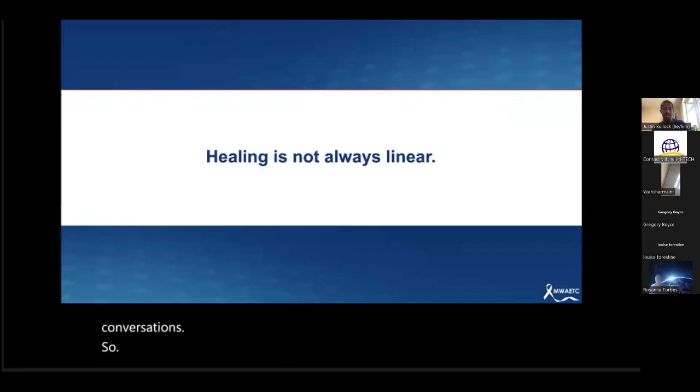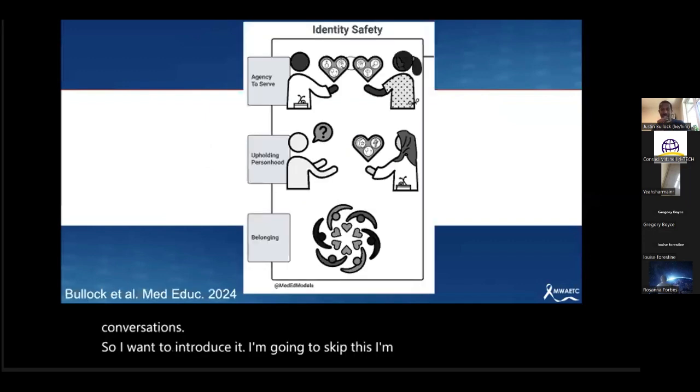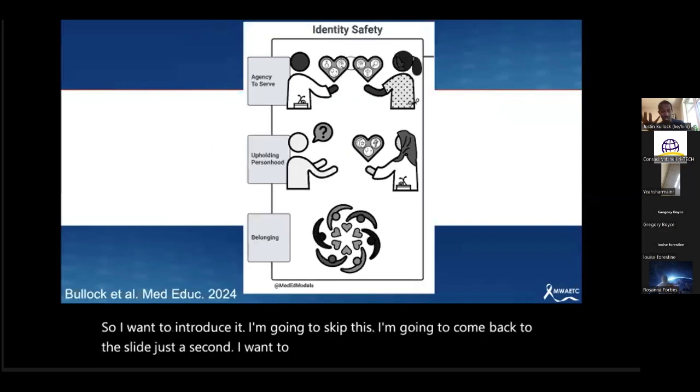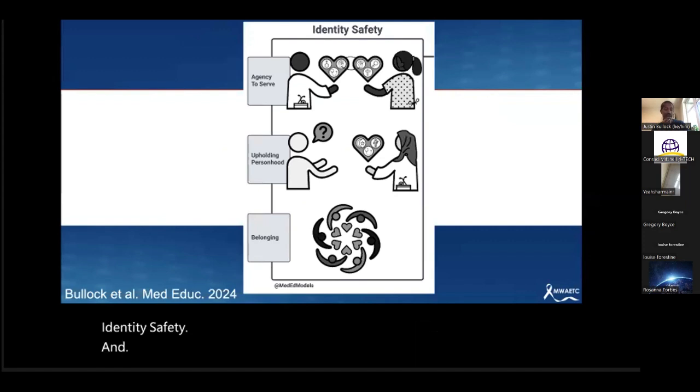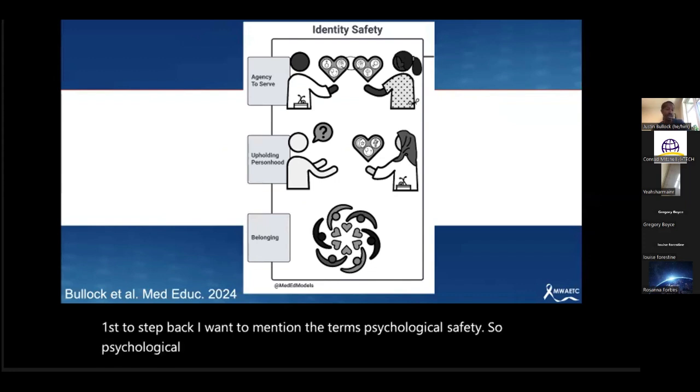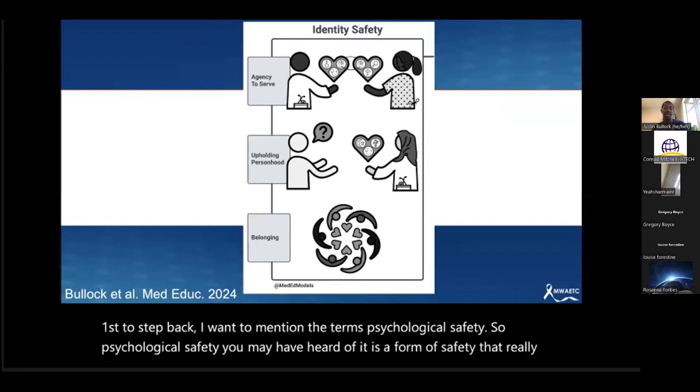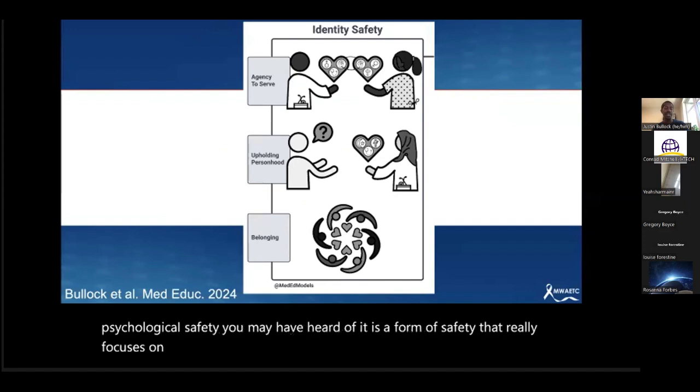I'm going to skip this, I'm going to come back to the slide in just a second. I want to introduce a construct to everyone called identity safety. First, to step back, I want to mention the term psychological safety. You may have heard of it. It is a form of safety that really focuses on hierarchy, and it initially arose in the business and education literature.